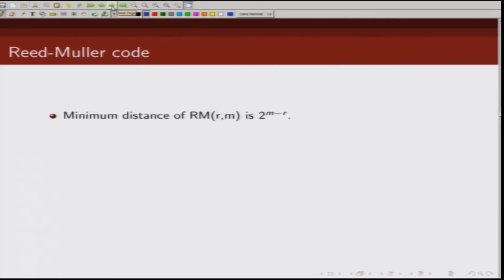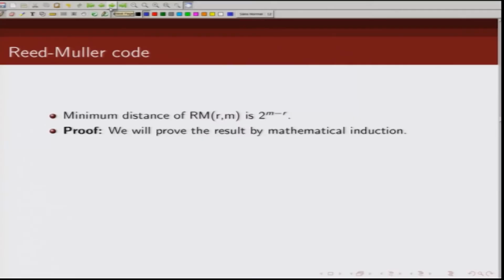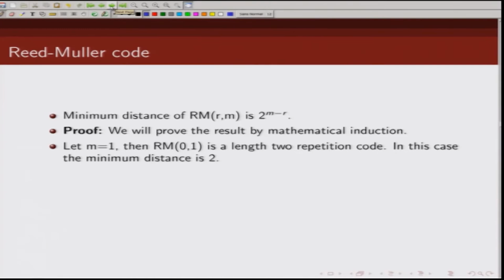So, let us prove some of the properties of Reed-Muller code. The first property that we are going to prove is that the minimum distance of a Reed-Muller code is 2 raised to power m minus r. We are going to prove this result using mathematical induction. So, how does this work? First, we assume m to be 1, and let us check whether this minimum distance holds for m equal to 1. For m equal to 1, let us consider two scenarios: one where r is 0 and in the second case r is 1.